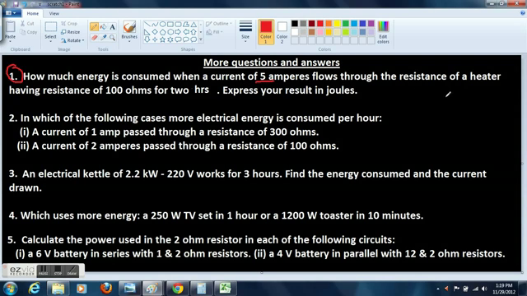So current is of 5 amperes. It is flowing through a resistance of a heater having a resistance of 100 ohms and the time period is 2 hours, and you have to express the result in joules.